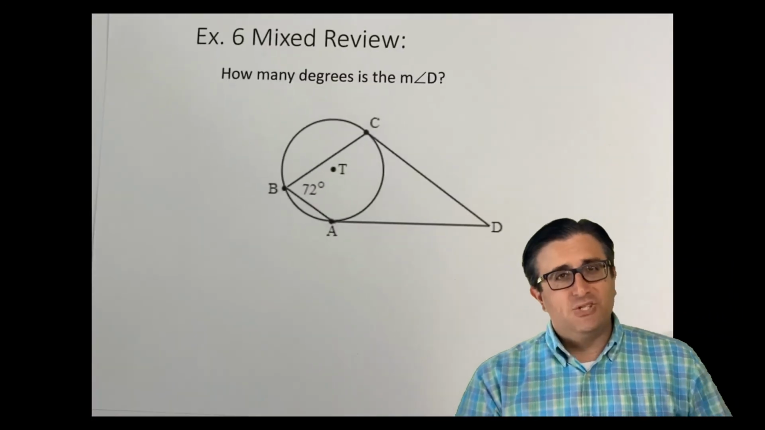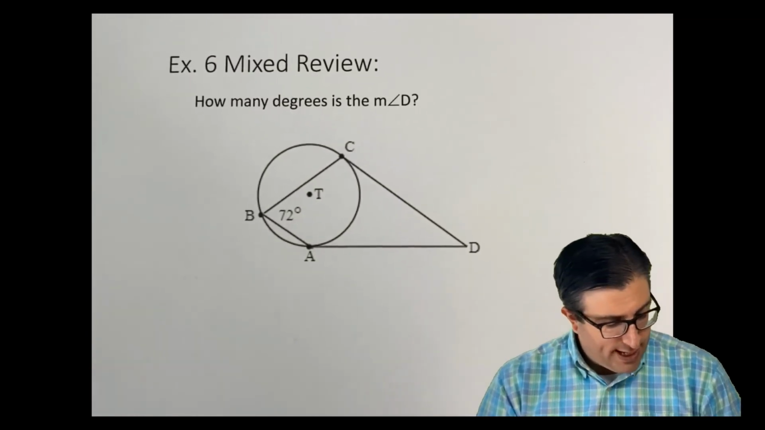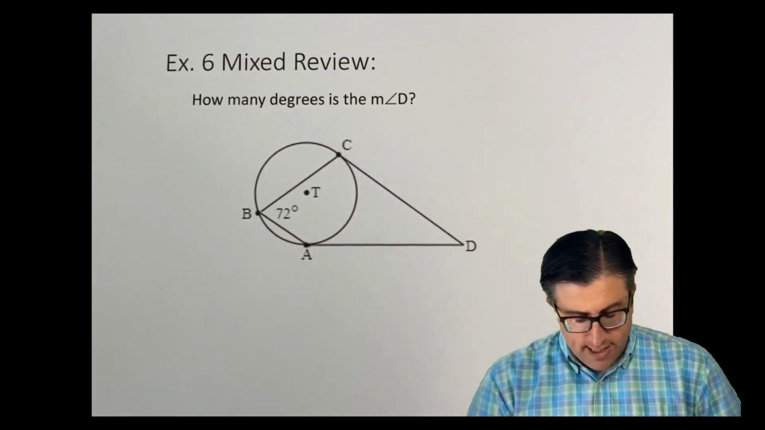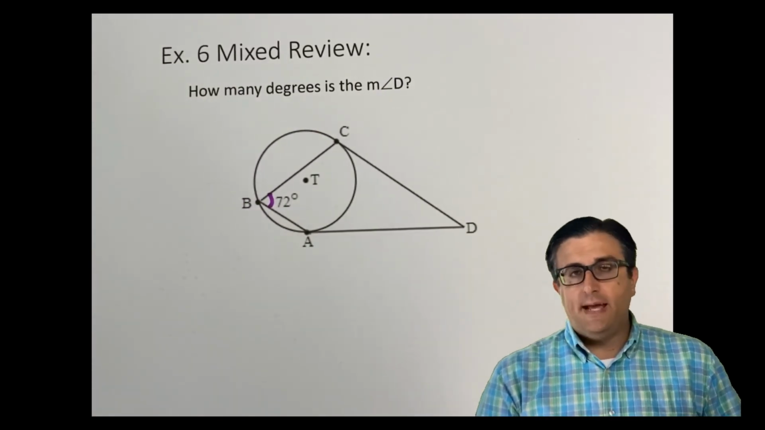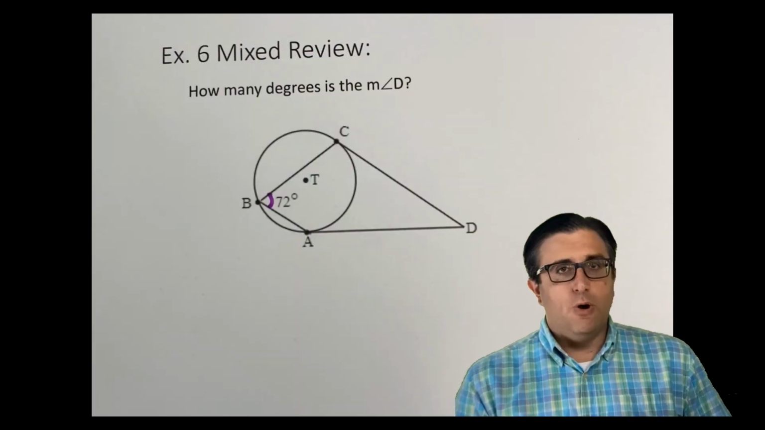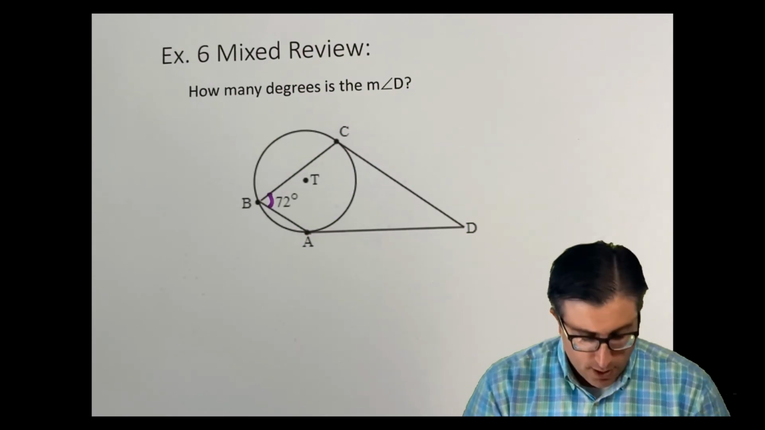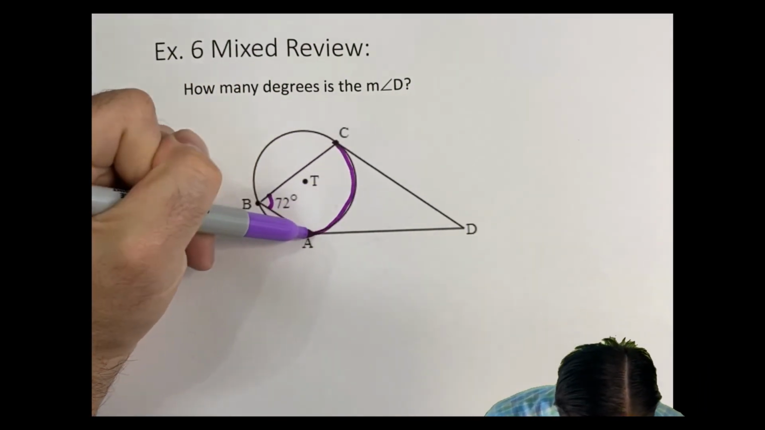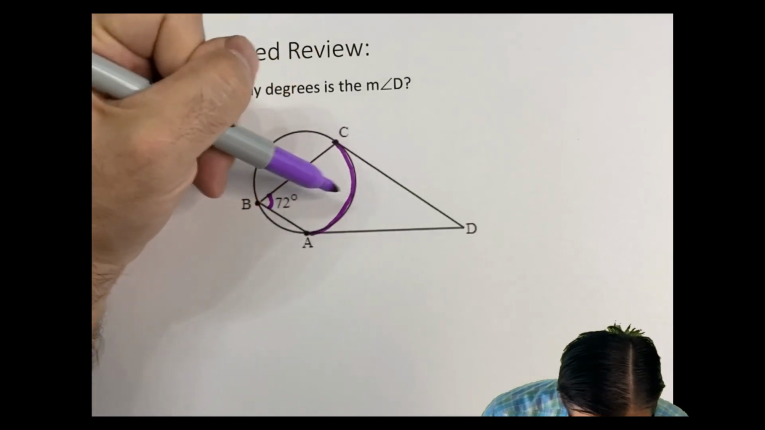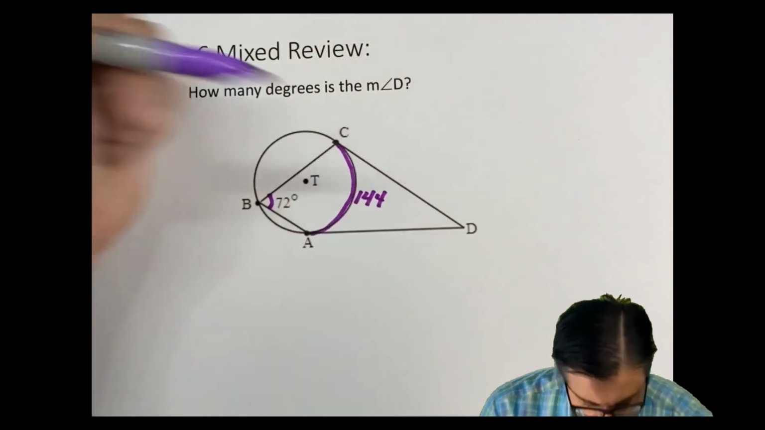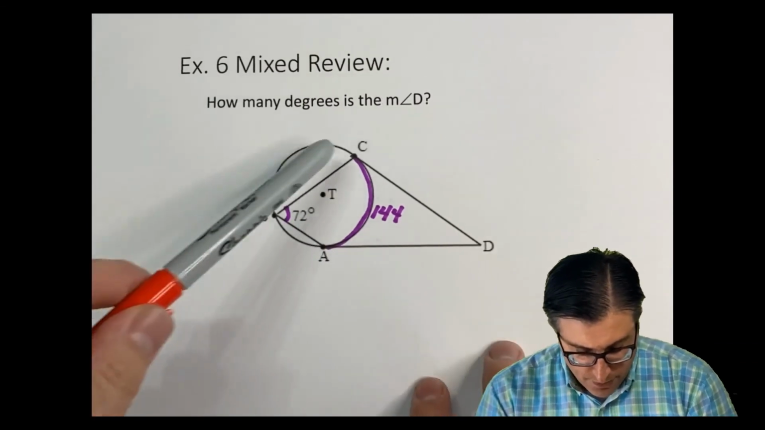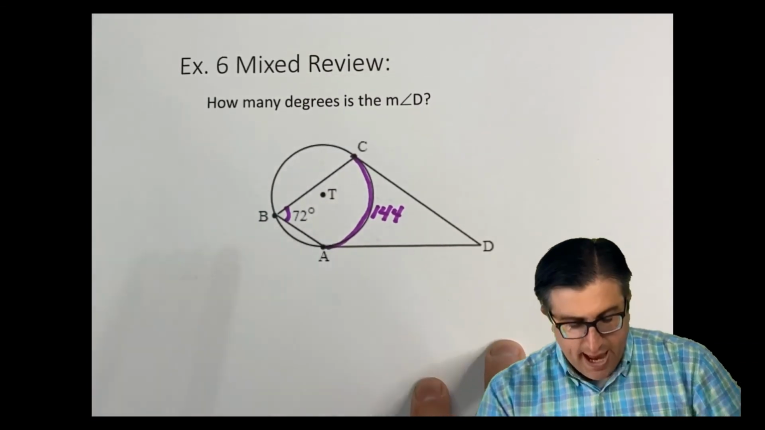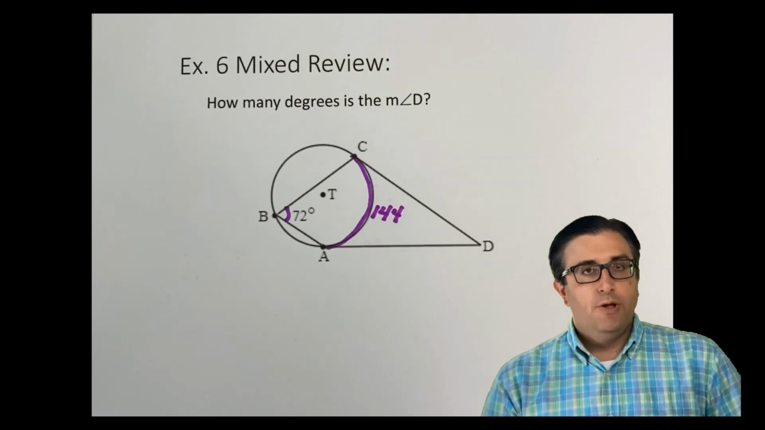The last problem is a mixed review. It mixes up some inscribed angles with some of this secant stuff. So I see a 72 degrees right here. If that's an inscribed angle, inscribed angles are always half of the intercepted arc. So that means CA would be double 72 or 144. If this section's 144, from C to B to A is the rest of the circle.